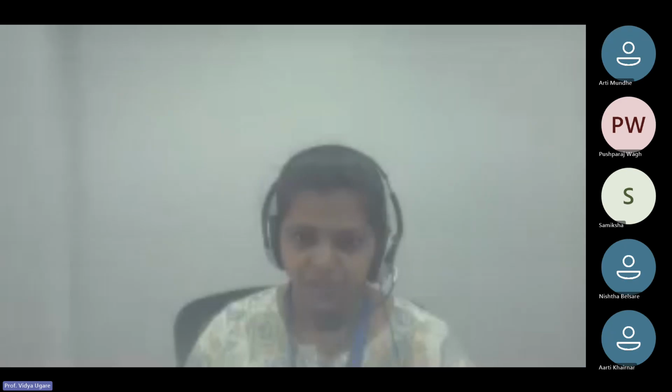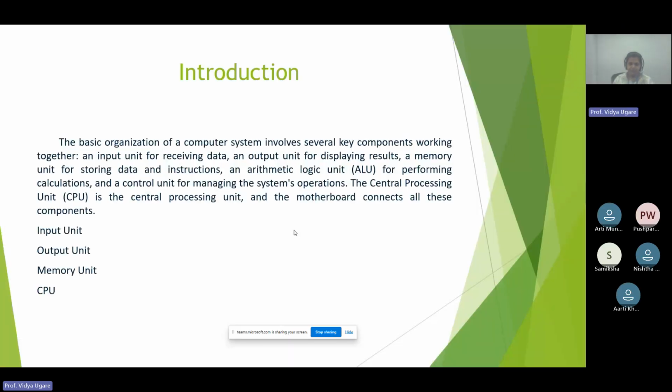So let's begin. As a basic computer organization, if you see, the input unit is important for receiving data to the computer. The output unit is there in a computer organization in which the results are going to be displayed. There is a memory unit which is required to store or to hold some instructions.